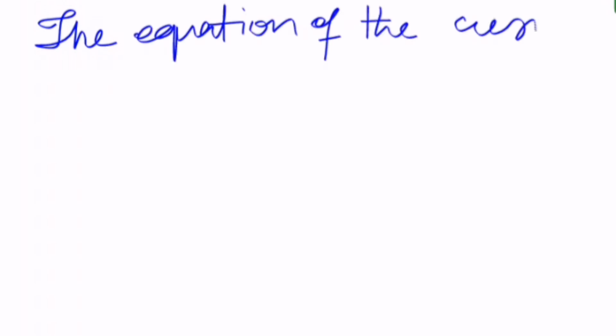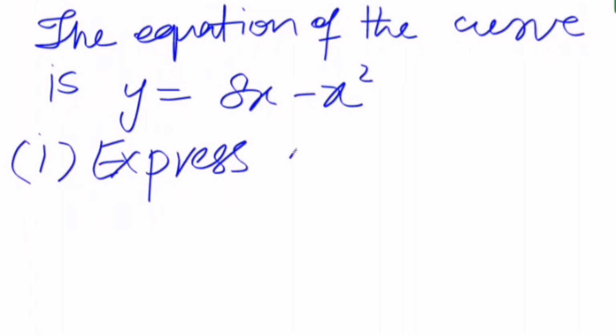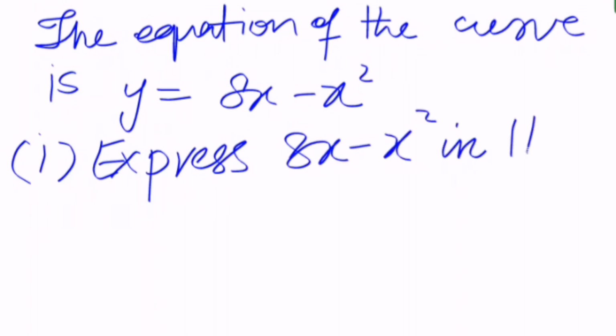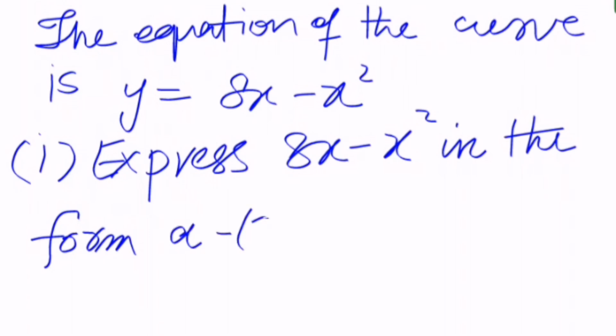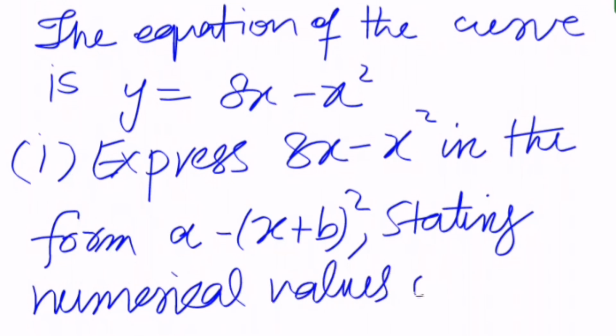Here is an A levels past paper question. The equation of the curve is y equals 8x minus x squared. We have to express 8x minus x squared in the form a minus (x plus b) whole squared, stating the numerical values of a and b. So let us begin the solution.